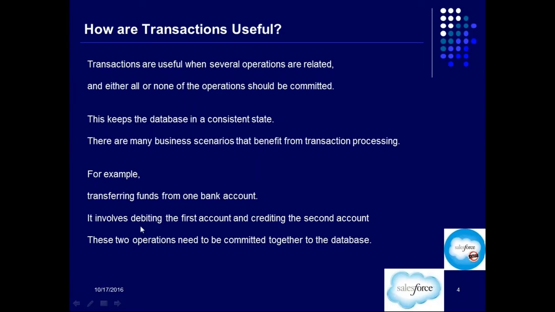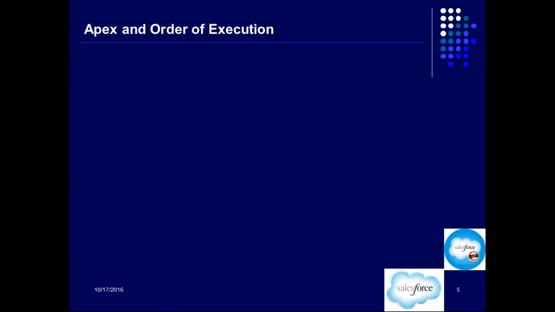Now these two operations, debiting the account and crediting the account, need to be committed together to the database. The data is committed to the database as one single unit. In that case, either both of them will get committed or nothing. To understand this transaction concept, you must be wondering how it actually works, or how the rollback process works. To understand this, we'll have to understand the order of execution for a save.